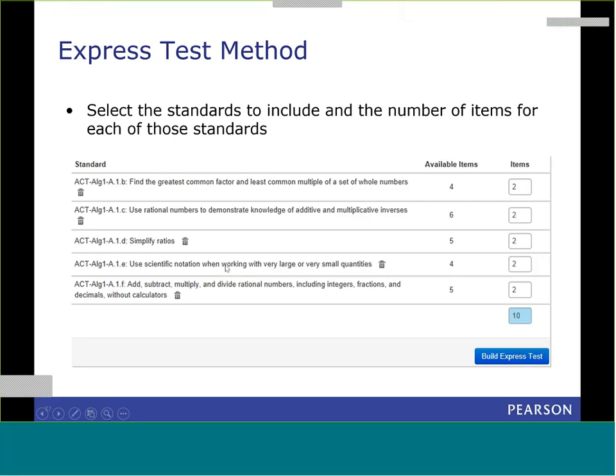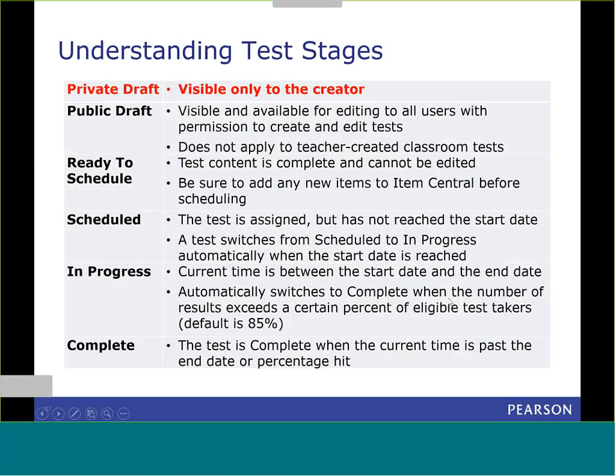So as I mentioned, there's an express test method, and you have the ability to create an express test, but you choose the standards, and then you'll know how many items are available in the system already created that are made public to you, and you're going to tell it how many items, and then you build the express test, and then you'll be in the same place that we just ended. You'll have your test created in draft mode.